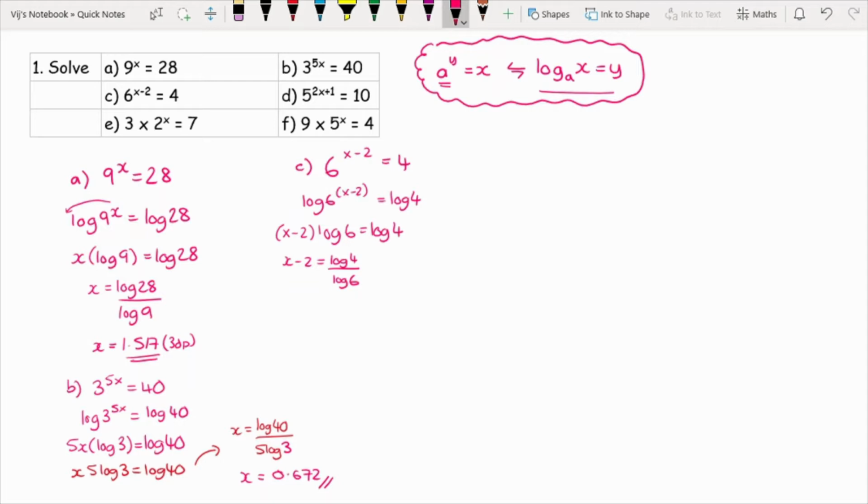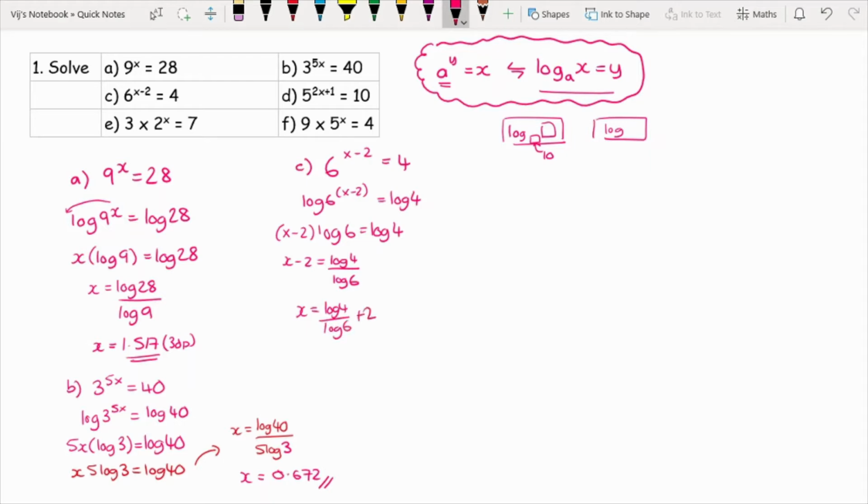And one thing I forgot to mention, if you have got a calculator that only deals with where you've got this button, then obviously there's no bases mentioned in any of these questions, so just use base 10. If you've got a button that's just got log, then it's already pre-programmed with base 10, so it's not a problem.